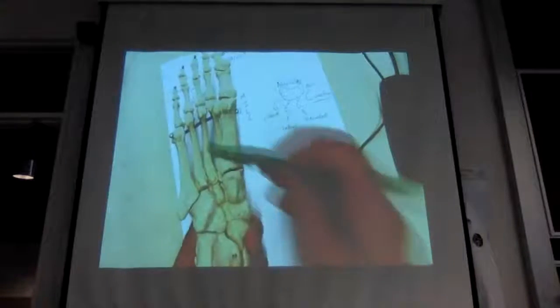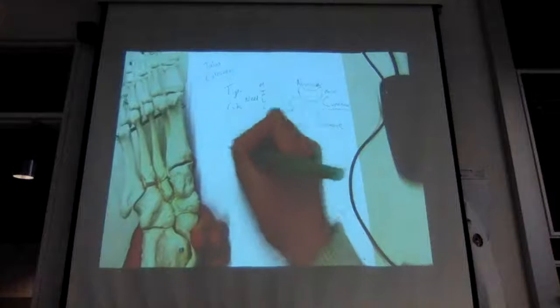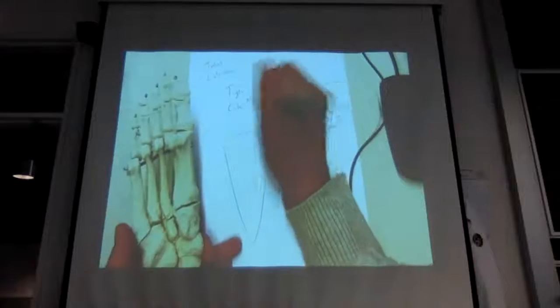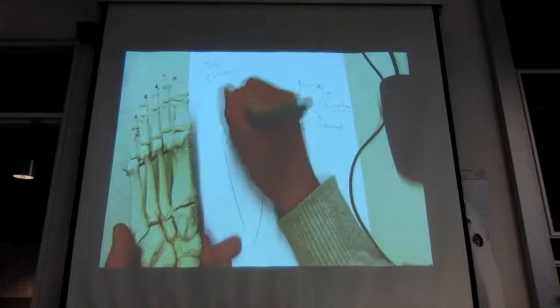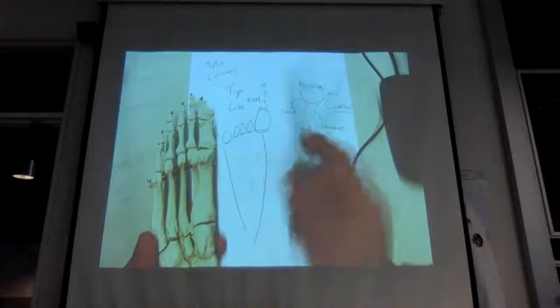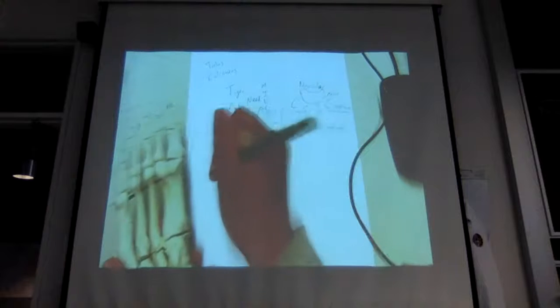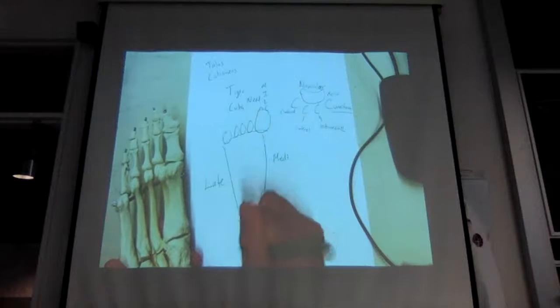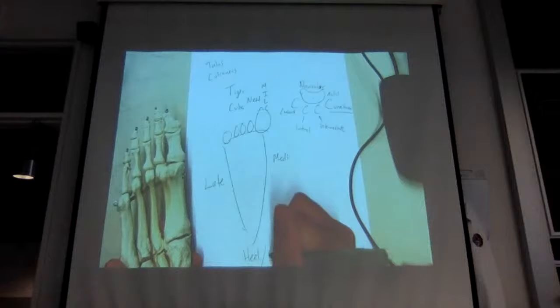You have arches in your feet, right? So we're looking at the bottom of the right foot. So here's your big toe. So this is medial. This is lateral. This is the heel, so it's posterior.